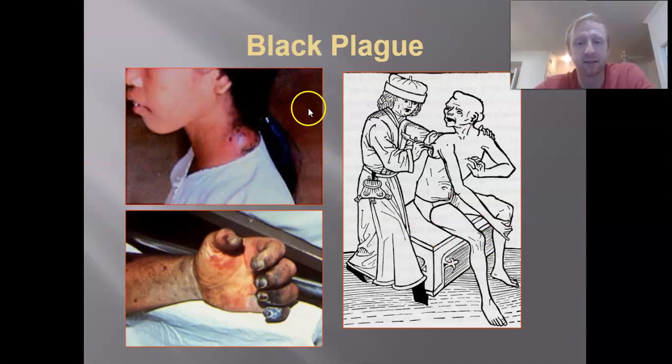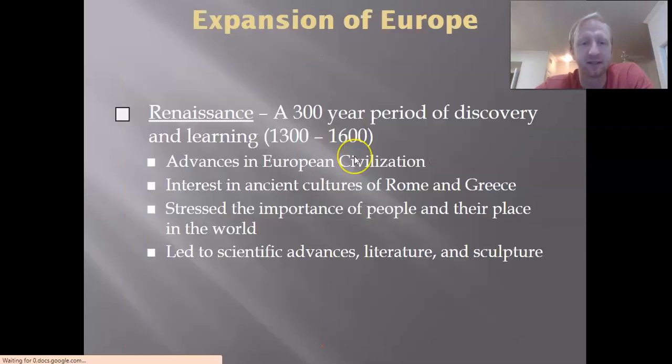So this is what it looks like. Right, all the good stuff. Big old pustule nastiness. Anyways, so the Renaissance, yay!